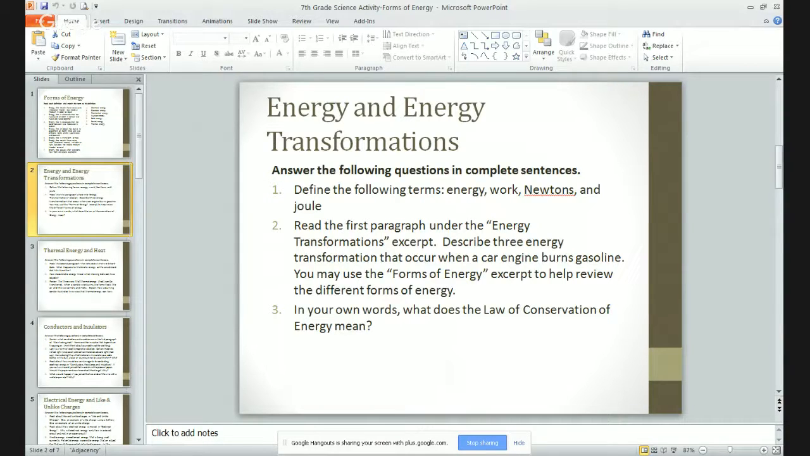Okay. The next thing you had to do was read that paragraph. Let me find it. Okay, it was about you running down the street and your feet are hitting the pavement, and it's talking about all the different types of energy transfer that are occurring. And so what you had to do was describe 3 energy transformations that occur when a car burns gasoline.